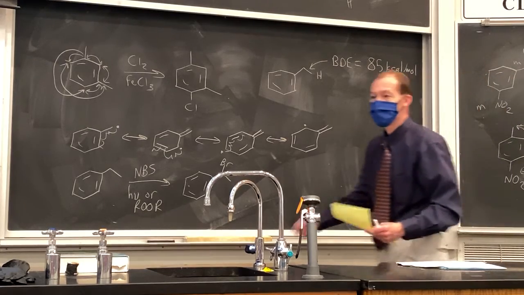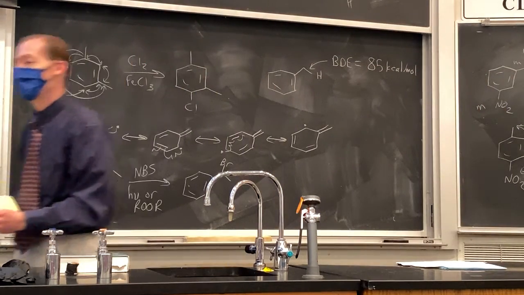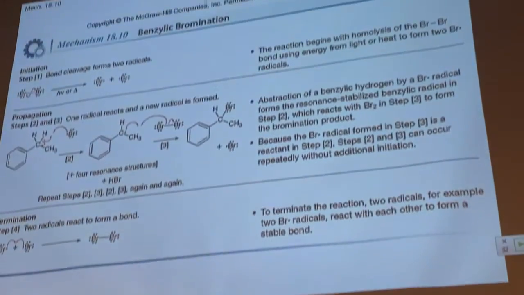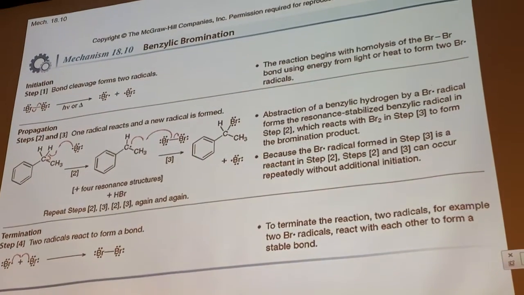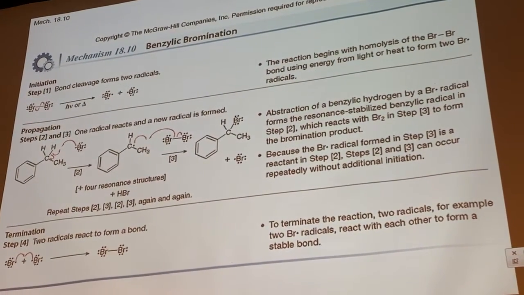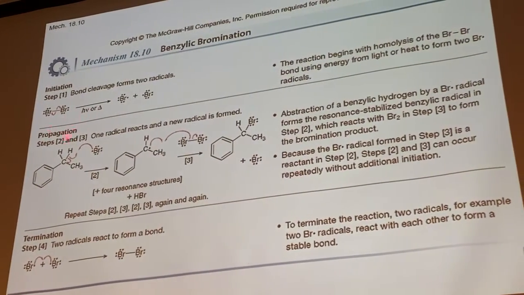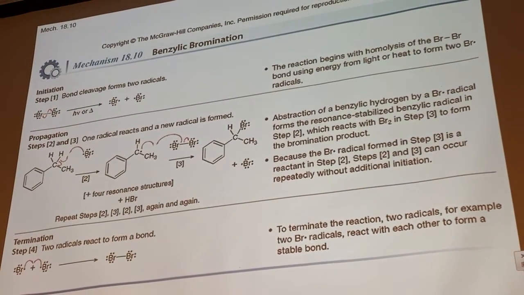Okay? So the mechanism is the same. So we're only going to look at it on the screen. We're not going to draw it on the board. Just remind us of what we learned in chapter 15. N-bromosuccinimide, or NBS, is going to generate a low concentration of bromine. And so that's why we're starting with bromine in this case. So we use heat, light, or peroxides to cleave that bond. This is our initiation step.